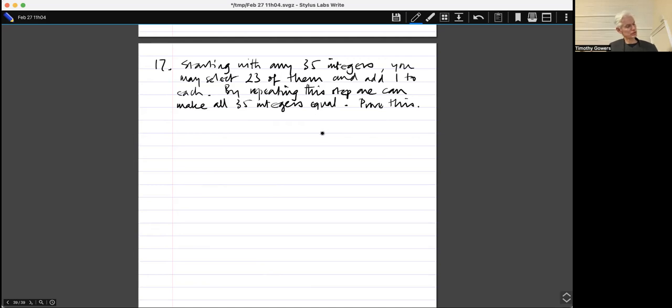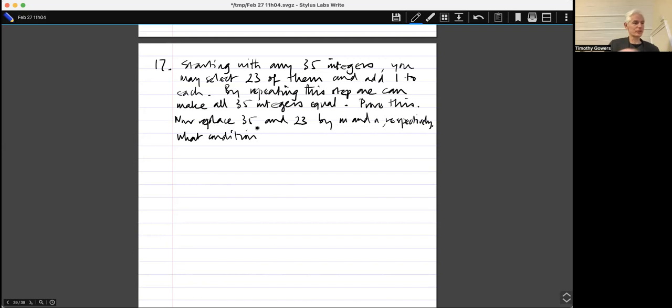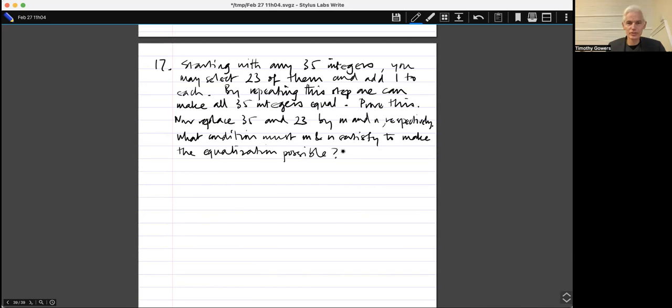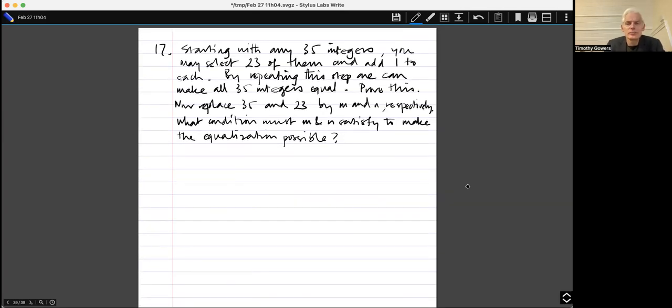And that's not the end of the question. Now replace 35 and 23. Oh, so it is going to ask for something more general. By m and n, respectively. And that respectively amuses me as well, because without loss of generality, we could swap them around. What condition... This is an obvious follow-up question here. So, what condition must m and n satisfy to make the equalization possible? It's tempting to think about the second question first and specialize to 35 and 23, but maybe I'll do it the way it says.